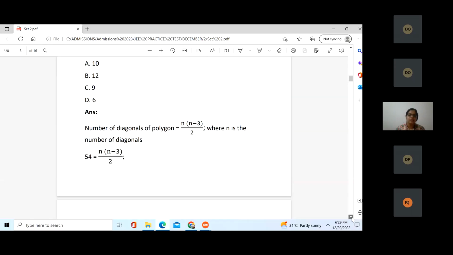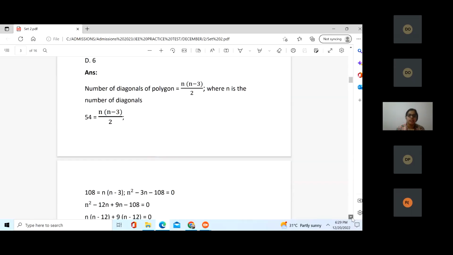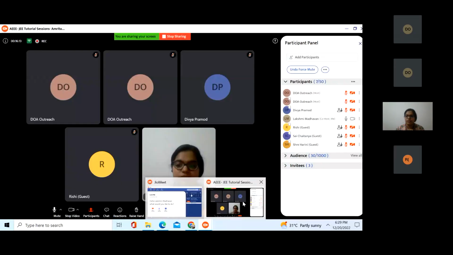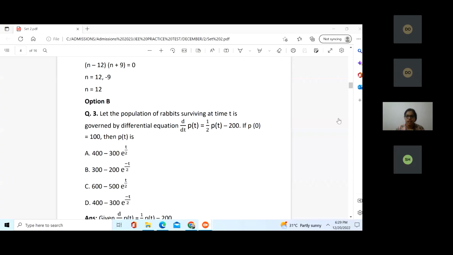I think you all will be able to answer the third question, which is a common question. This is also a previous year JEE question. So yes, I'll read out the question. Let the population of rabbits surviving at time t be governed by the differential equation d by dt of p of t equal to 1 by 2 p of t minus 200. If p of 0 equal to 100, then p of t is.